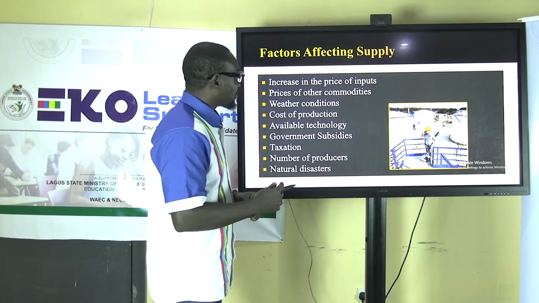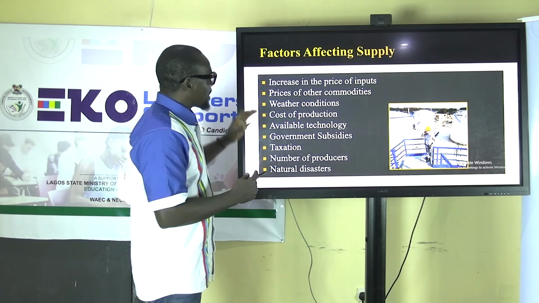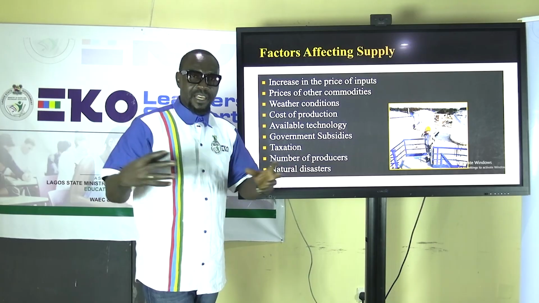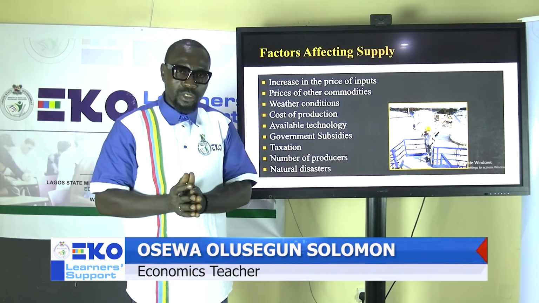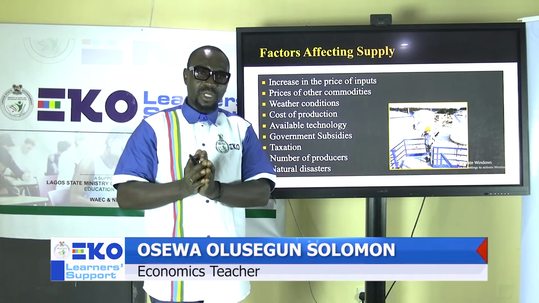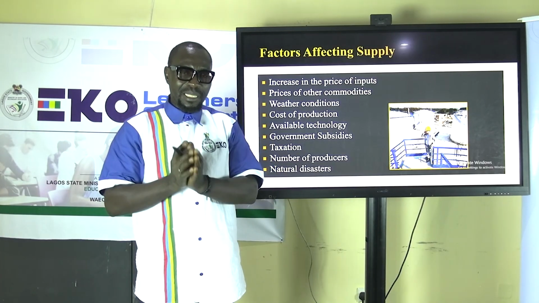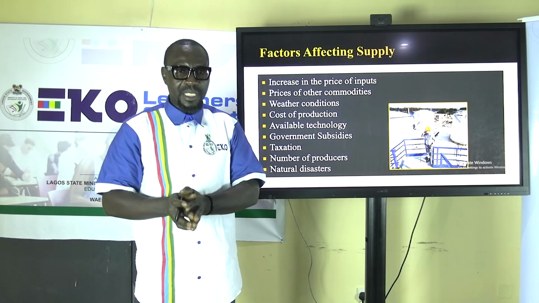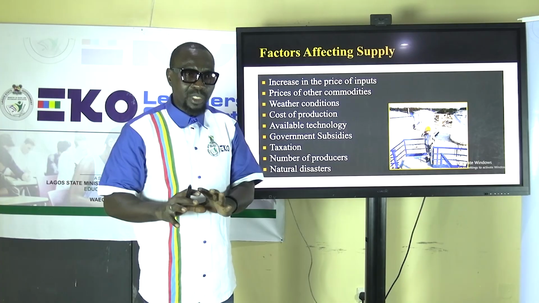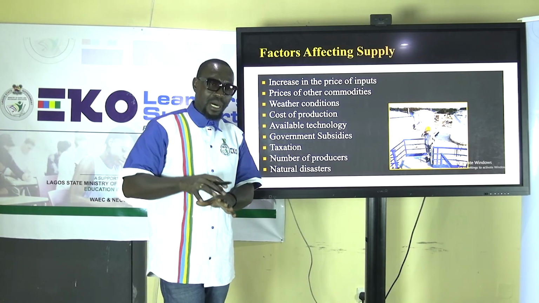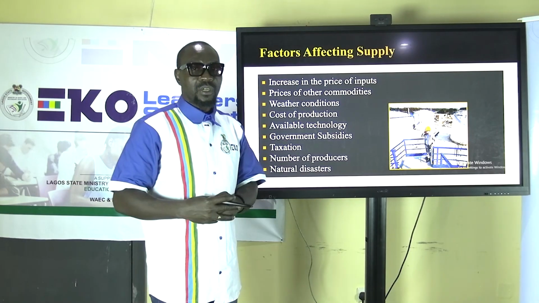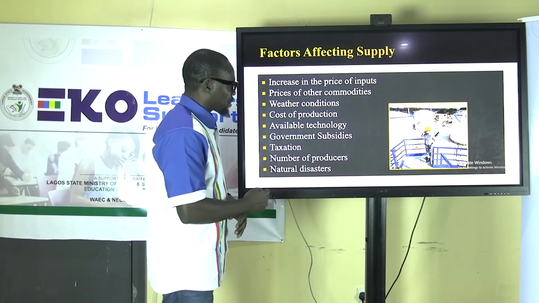So, we see that as producers put together the factors of production to get quantities of products available in the market, there are factors that can impact on this availability, either positively or negatively. And it is important that we understand how these factors impact on the availability or the supply of our products.